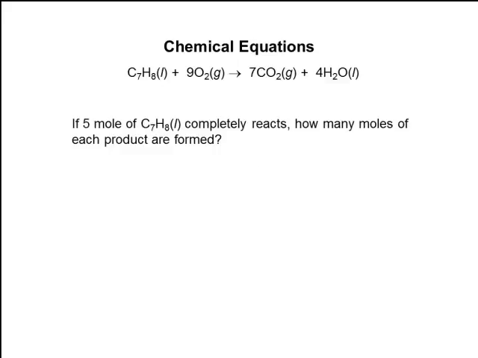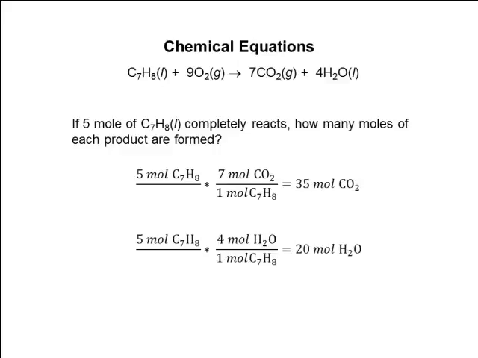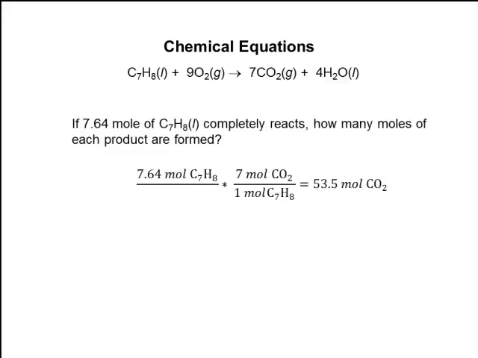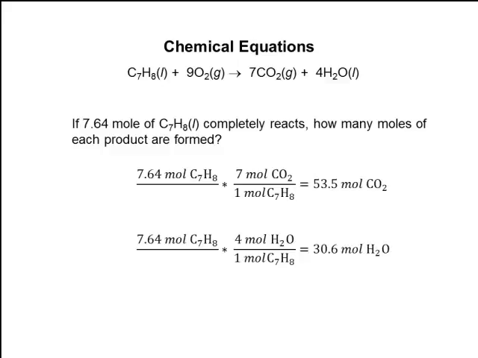So if I have 5 moles of C7H8, how much of each product is formed? Well, I just multiply it by that same ratio, so now I end up with 35 moles of CO2, 20 moles of H2O. Right? It's that conversion factor. Something that's not easy to do in your head. Start with 7.64 moles of C7H8. Same setup, I've just changed that value. And it's the same setup for both of those because it's the same chemical reaction.